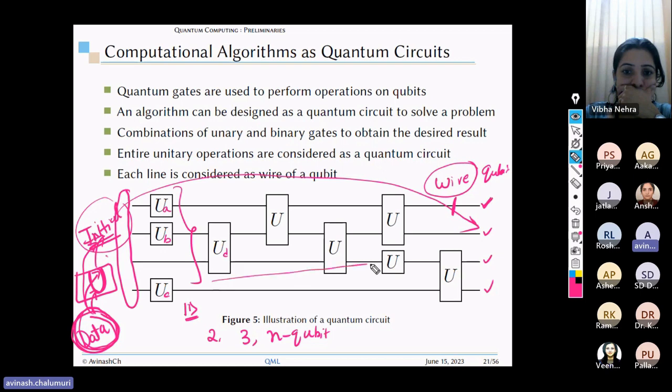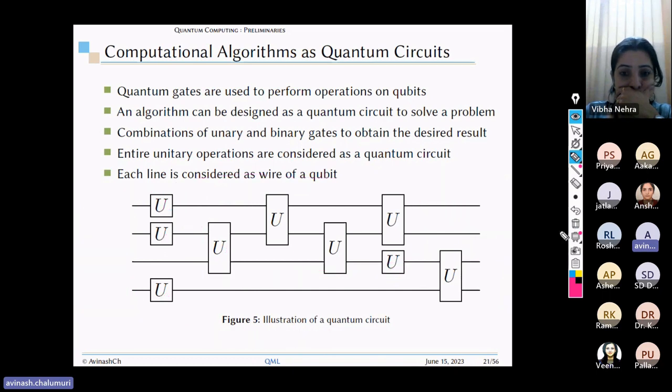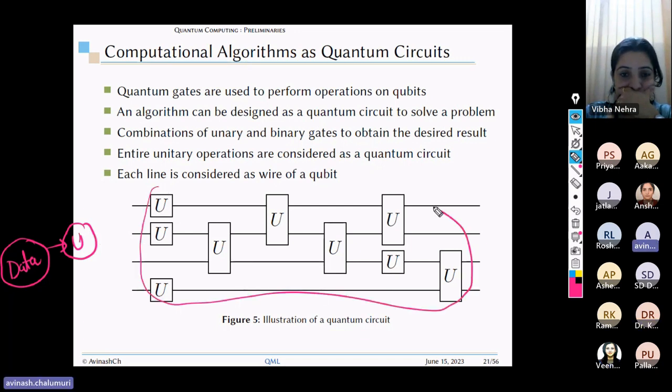So all these unitary operations result in some computation, and the final state is the state of the computation system you want. So how can we attribute this to solving a problem? Say you have some data and you use this data to prepare some unitary. Now if you want to classify this data or get some information out of it, you need to prepare these unitaries in such a way that it gives you the result you want.